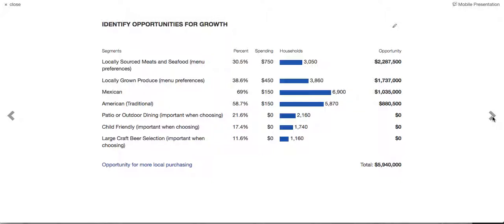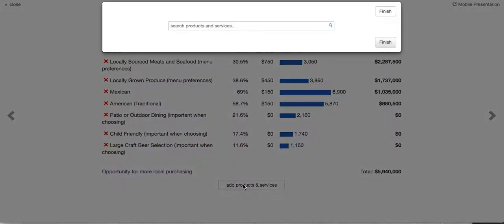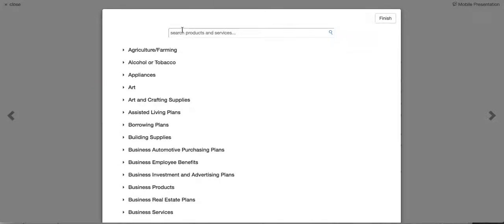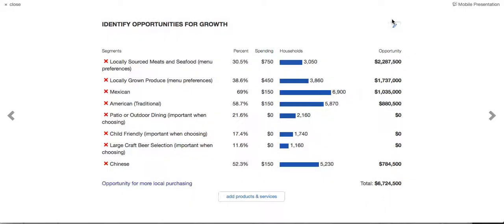I've been thinking about adding some Chinese food. Have anything on Chinese food? Well, let's take a look. So you click on your editing pen, type in add products or services, and let's type in Chinese. And look at that, Chinese restaurant, 52.3%. Okay, so let's add that. So that means within the area that you serve, the 10,000 households, there's over 5,200.